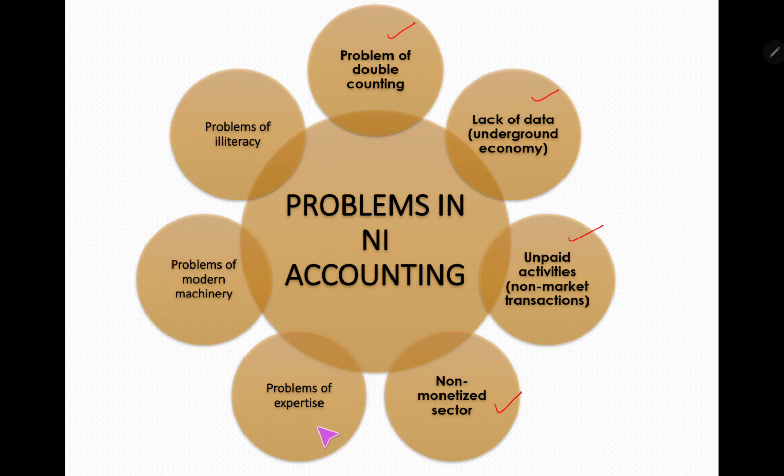And then some countries will also have the problem of expertise, because you need experts to calculate the national income. And then the problems of modern machinery, as well as the problem of illiteracy. And this usually happens, the illiteracy problem usually happens in third world countries, especially when the sellers don't have the skills, or they don't have the knowledge on how to keep the account.